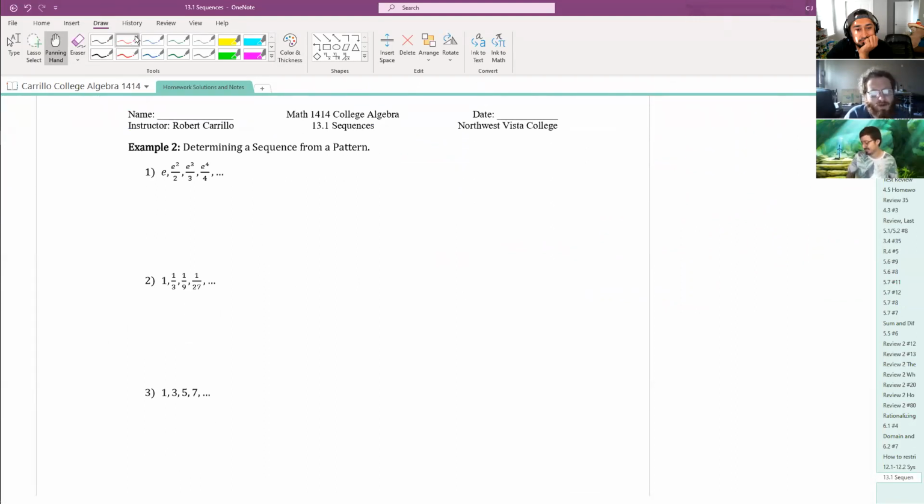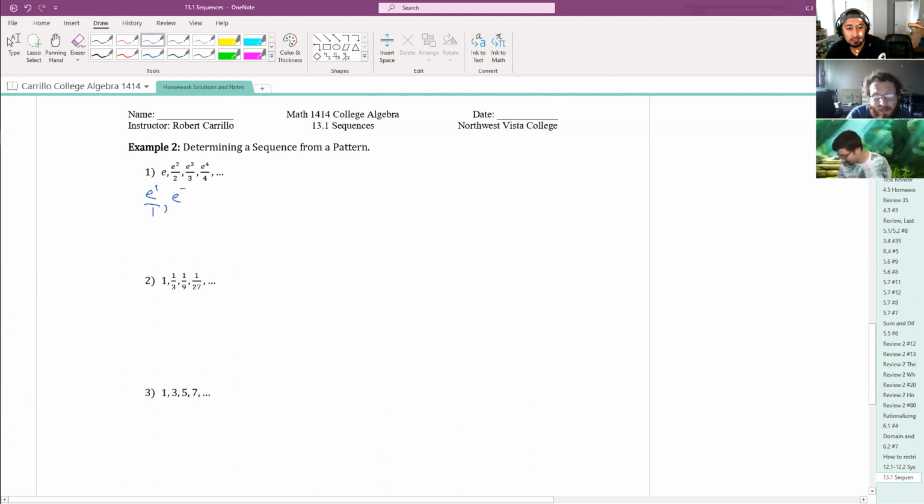So the next thing we're going to work on, the next example, is we're going to determine a sequence from a pattern. Now, something that may throw you off a little bit: I literally just said that E isn't in here, but notice we're not plugging E into anything. Let's take a look at this first term here. If we wanted to make it look like the rest of these terms, we could say e to the first over 1, and then e to the second over 2, e to the third over 3, and so on.